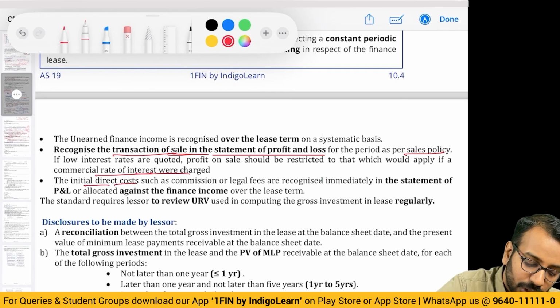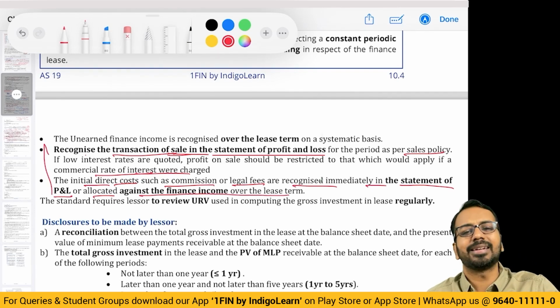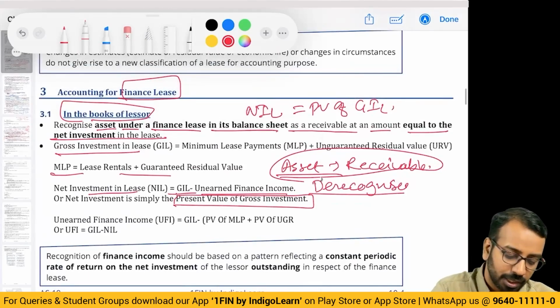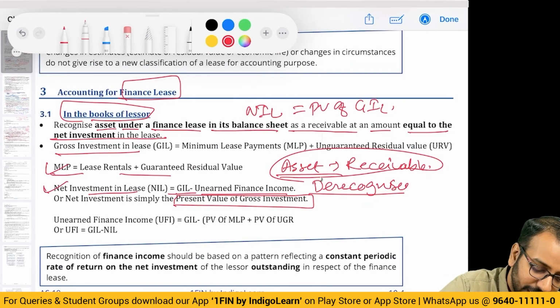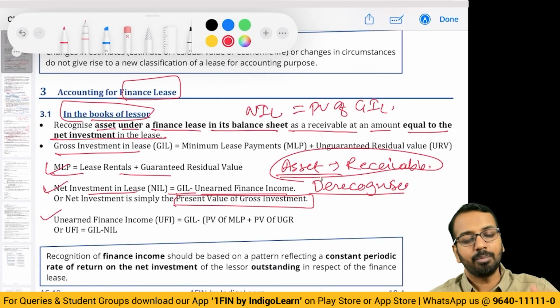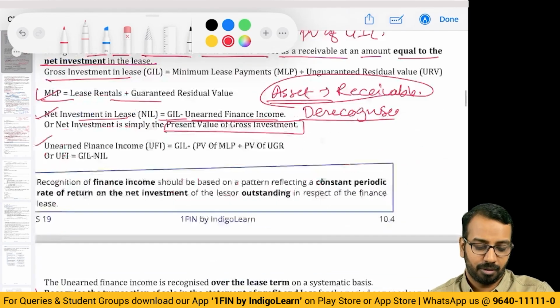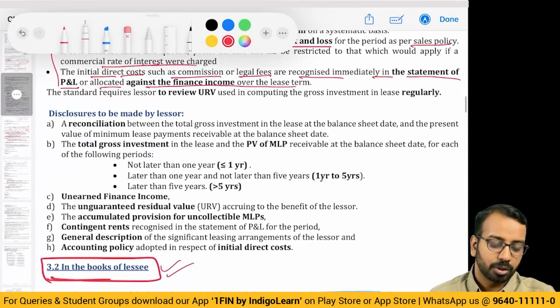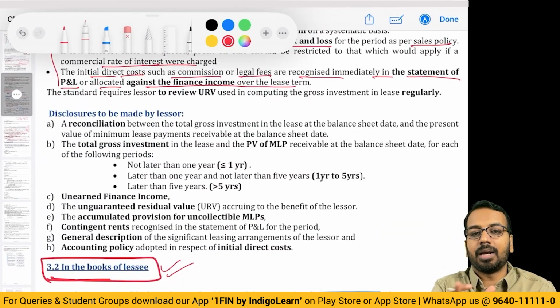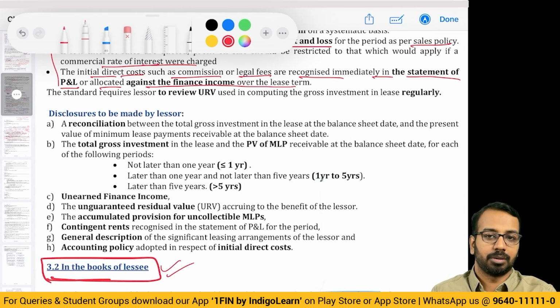The initial direct costs such as commission or legal fees are recognized immediately in the statement of P&L or allocated against the finance income. All of these are not really tested in the examination in depth. What we should figure out is, what is the minimum lease payment, what is the net investment, what is the unearned finance income, and how is the accounting done. Disclosures are similar to what we have done in case of the lessee.